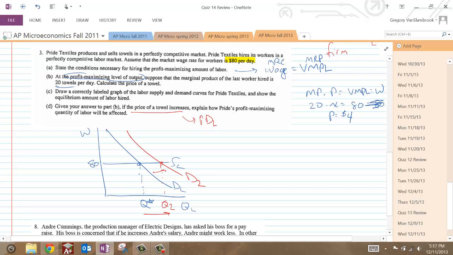So we'd explain that by saying the increase in price leads to an increase in the value of the marginal product of labor for each worker. That's an increase in the firm's demand for labor, which increases the firm's profit maximizing quantity hired.